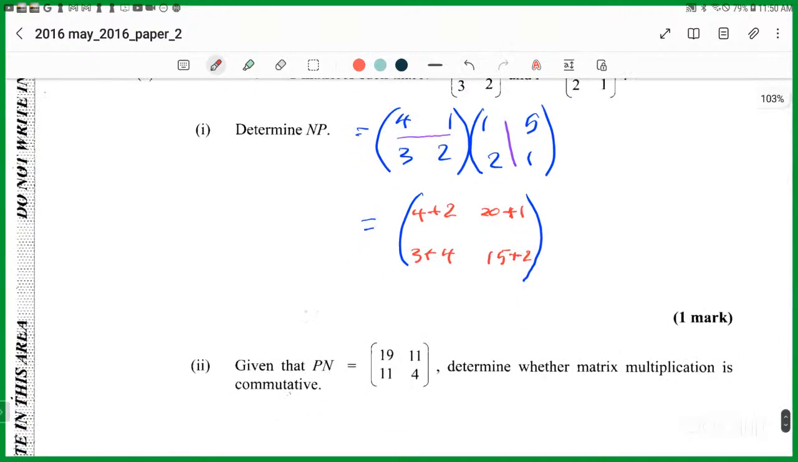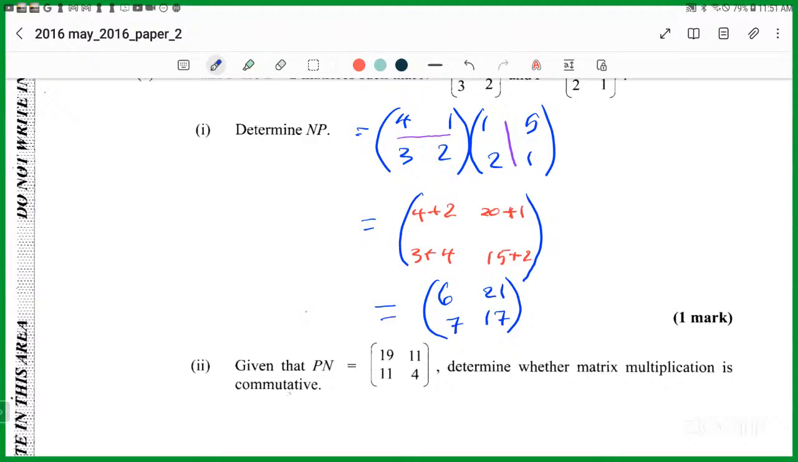So we can write the final answer here for that product. This works out to be 6. This works out to be 21. This works out to be 7. And this works out to be 17. That's the answer right there. Very good.